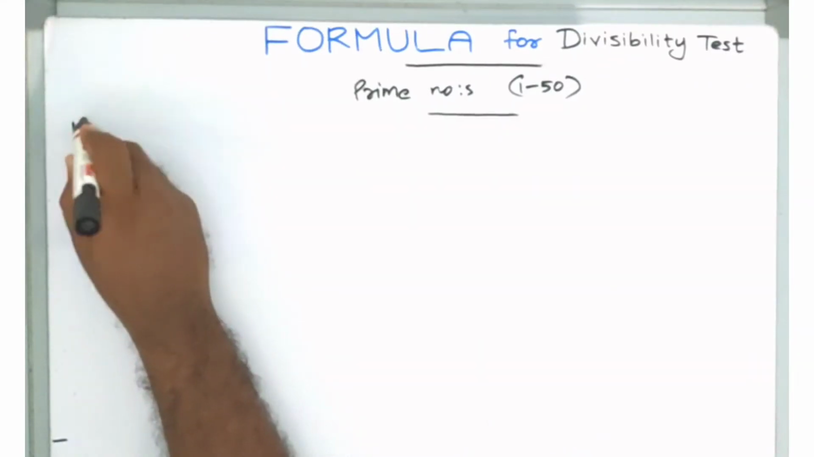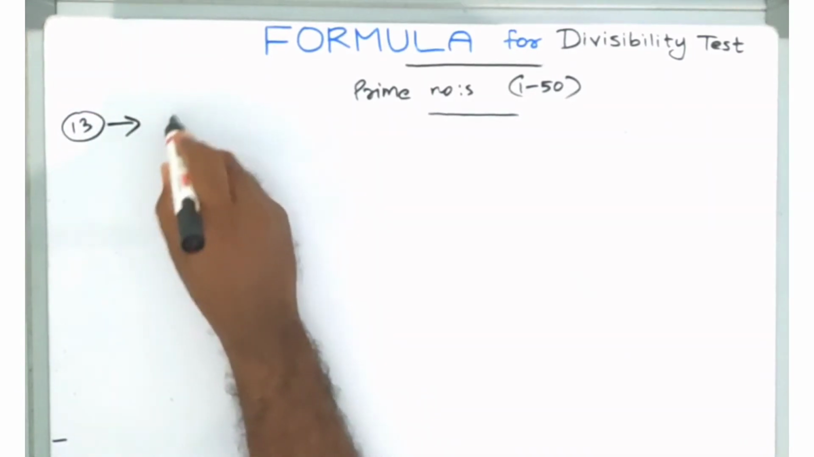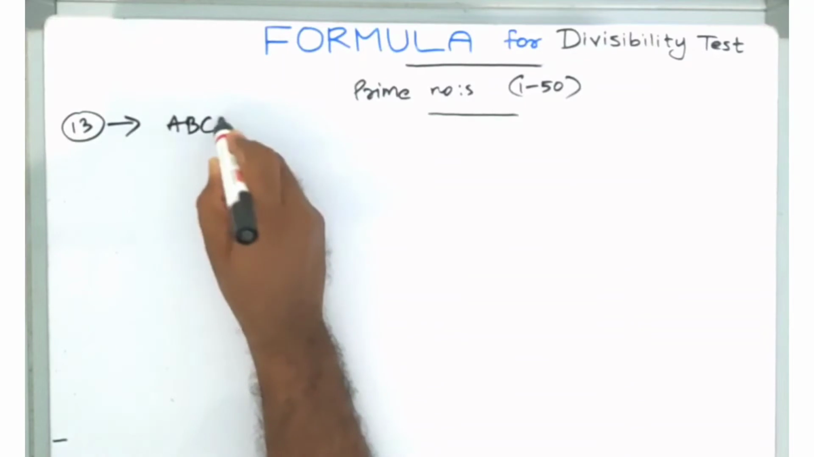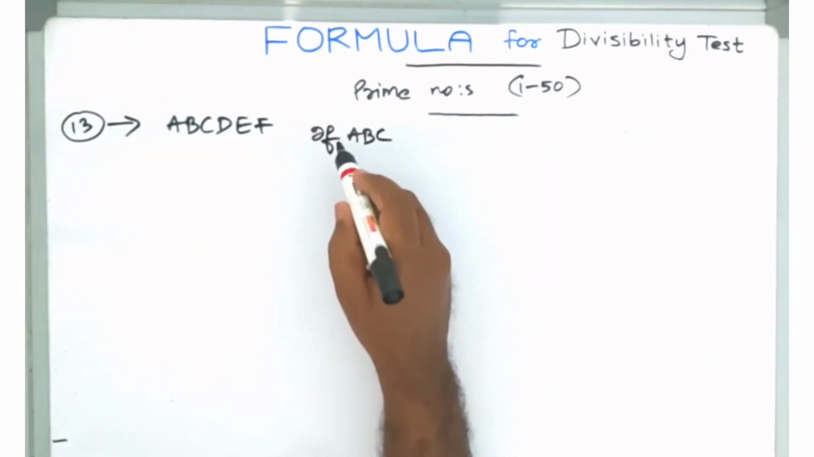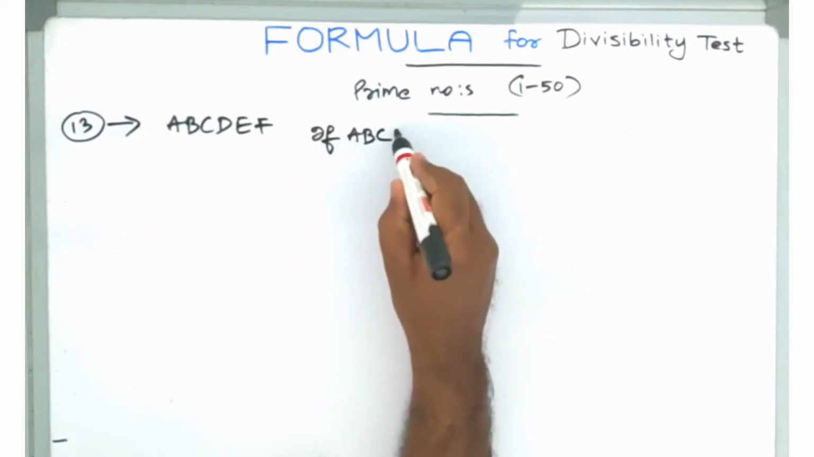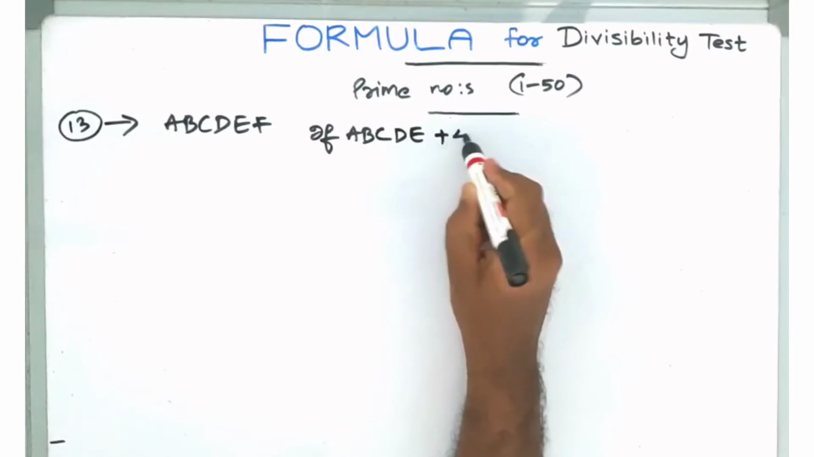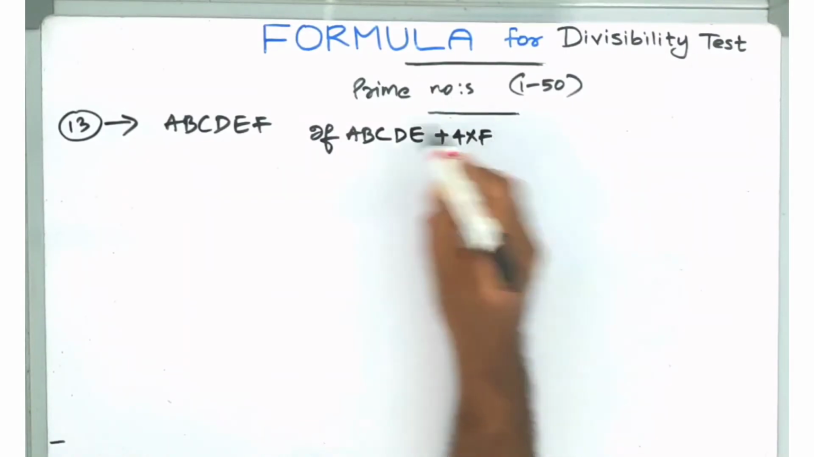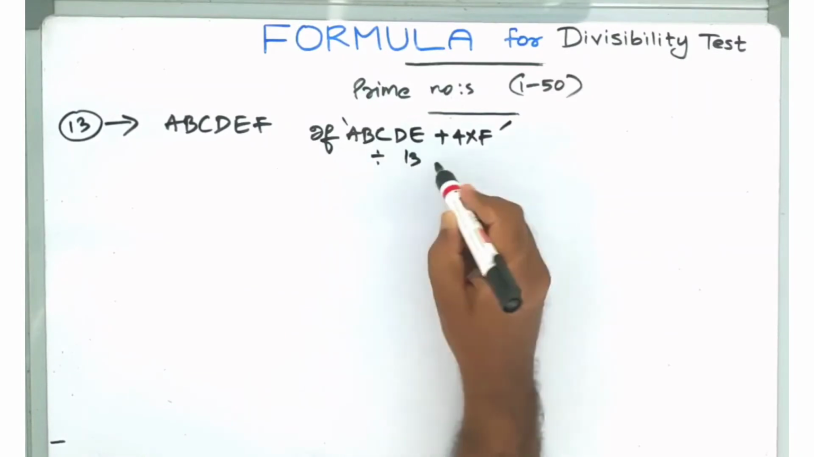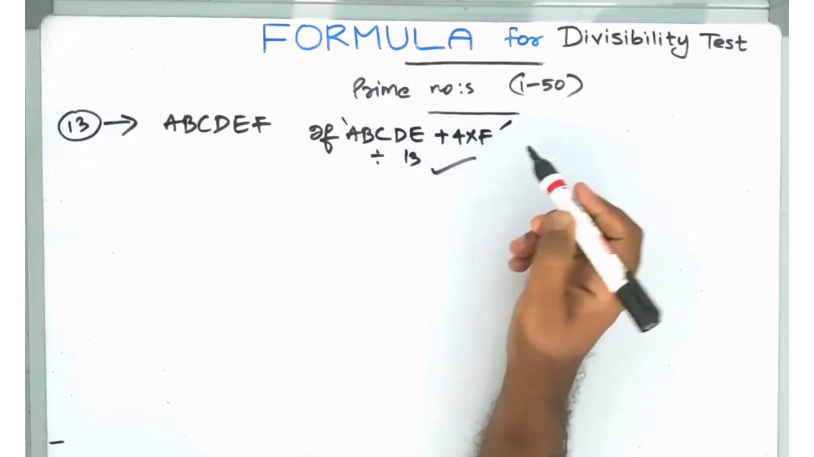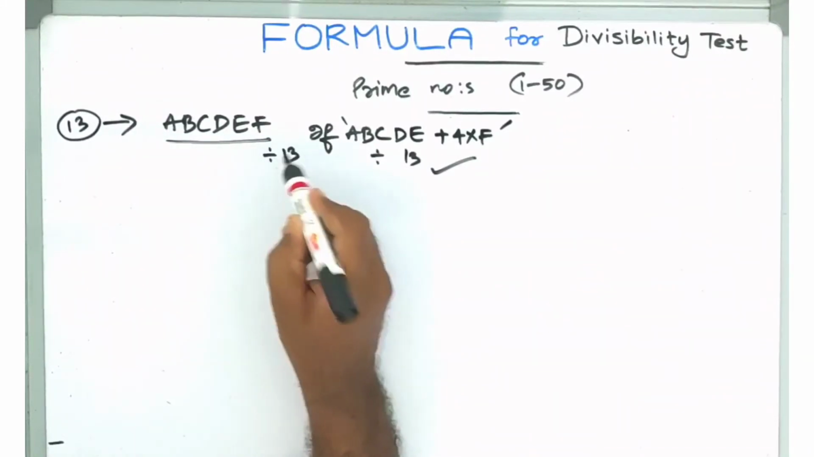In the case of 13, we have to check whether this number is divisible by 13 or not. So the rule here is, if A, B, C, D plus 4 into the last digit is a number which is divisible by 13, then this whole number will be divisible by 13.